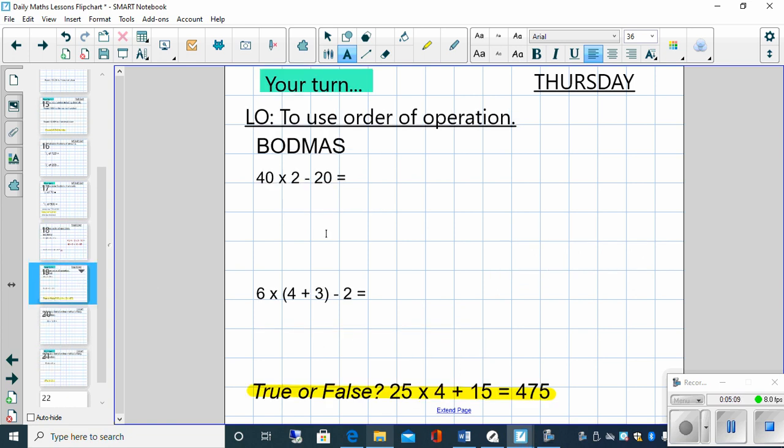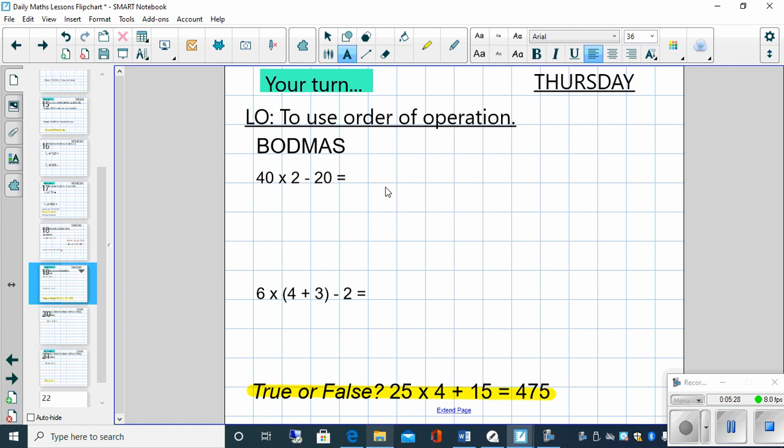Okay, children, now it's your opportunity to have a go at it. Pause the video, have a go at doing these two questions. If you're not too sure, rewatch what we've just gone through to see if that can help you. And then I'll be going through the answers to that.